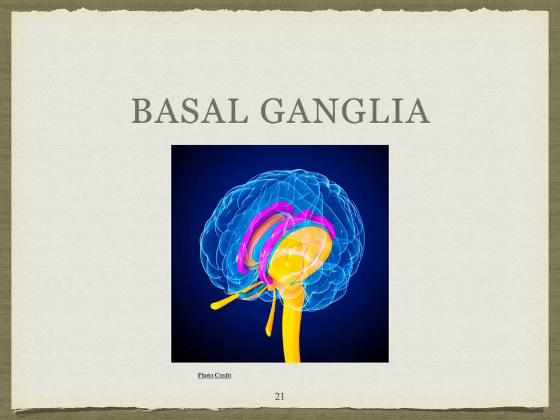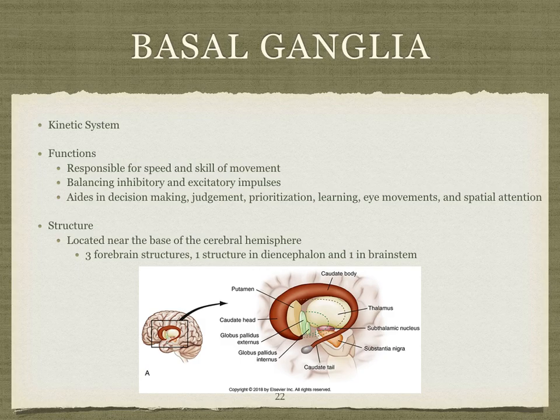And we're going to start with this kinetic system. Essentially, our basal ganglia is a facilitator of movement, but it inhibits movements that are competing against it. So we have very smooth movements, okay?